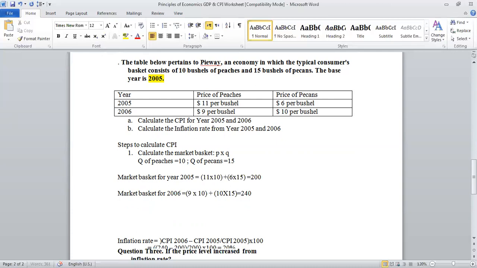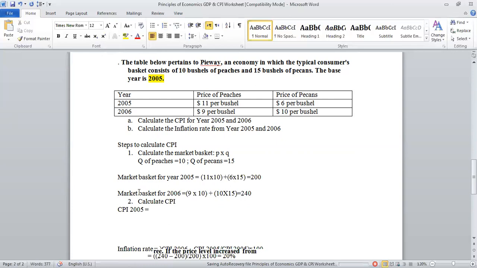Step number 2, we need to calculate the CPI. How do we calculate CPI? You calculate CPI as what? The market basket. So CPI is the market basket in the current year divided by the market basket in the base year times 100. So if I'm looking at CPI in 2005, what is the market basket in 2005? That's 200. والبيس year برضو 2005, that's 200 times 100. يبقى your answer is basically 100.